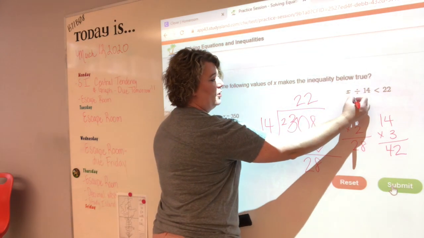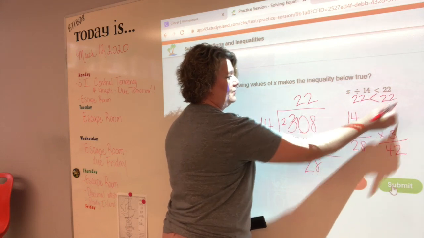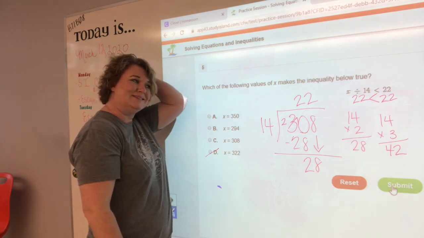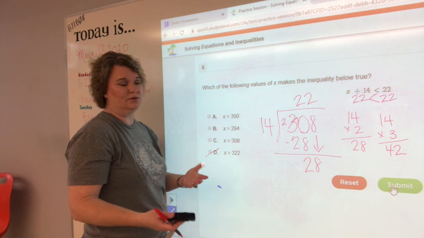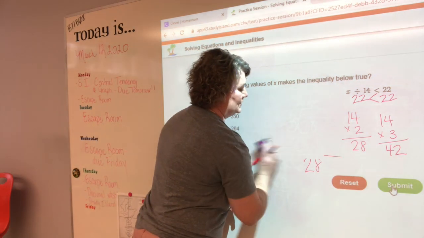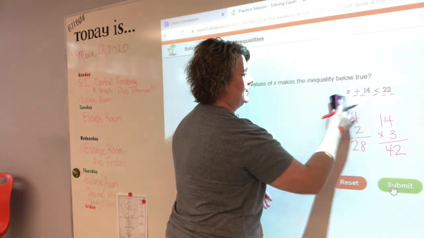Well, now let's look at our problem. That would be 22 is smaller than 22. Don't fall for that trick. They're trying to trick you because it's not smaller than 22. 22 is 22. That would be an equal sign, so that's not true. So it can't be C. Okay, let's keep going. And see how that came in handy? My numbers, so I'm just going to leave those there again.